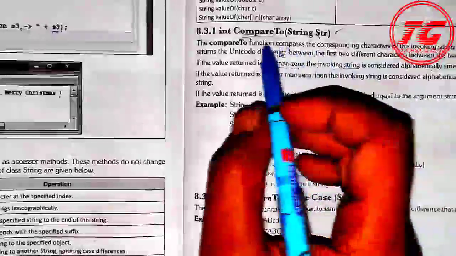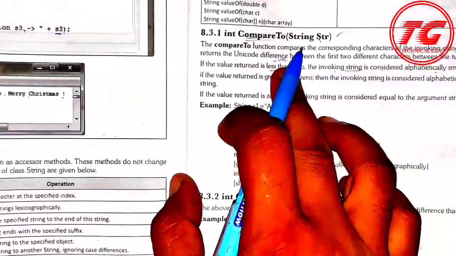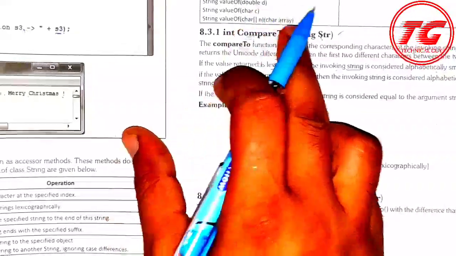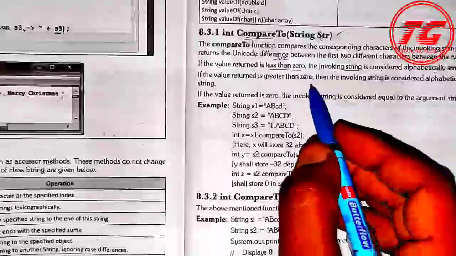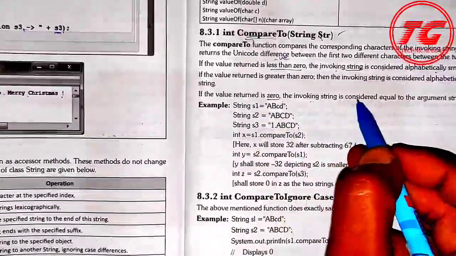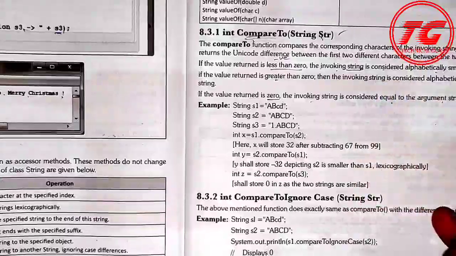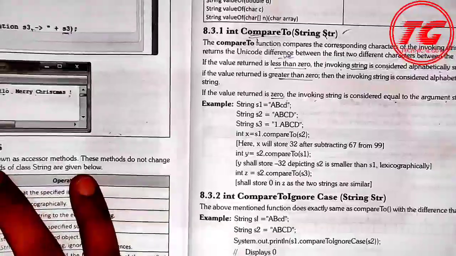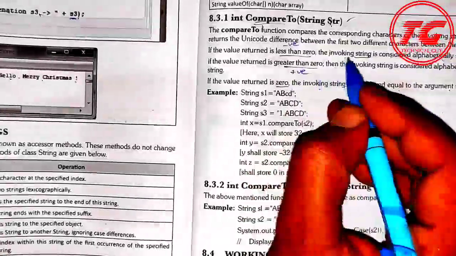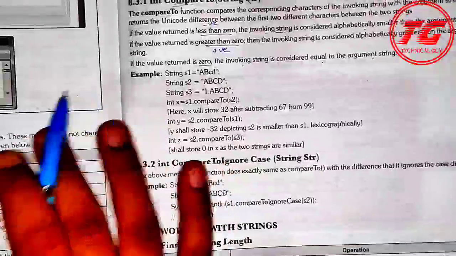They will be compared, and if the invoking string is smaller than the argument, then it will return you a negative value. If the invoking string is equal to the argument string, then it will return 0. If the value returned is 0, it means the invoking string is equal to the argument string. If the invoking string is greater than the argument string, then it will return a value greater than 0, that is called a positive value. So this I already told you, it will return three kinds of values: negative, positive, or 0. Here we have the example, so from the example it will be clear to you. So let's see this example.